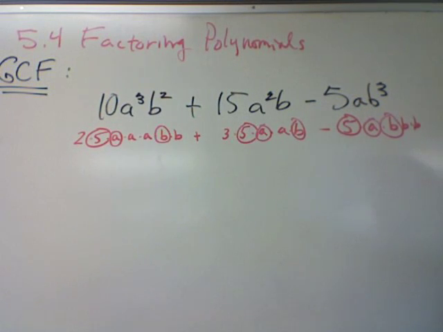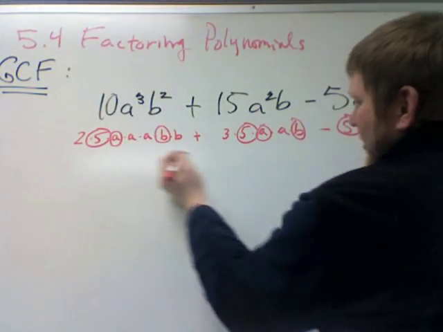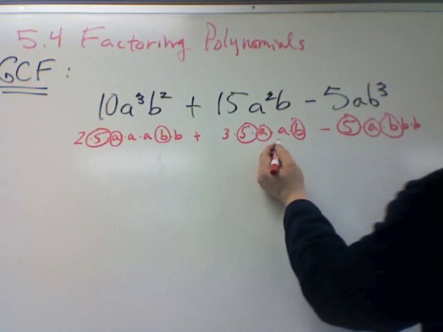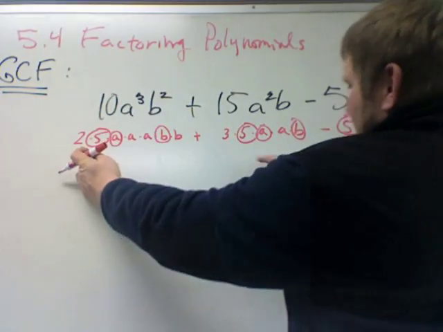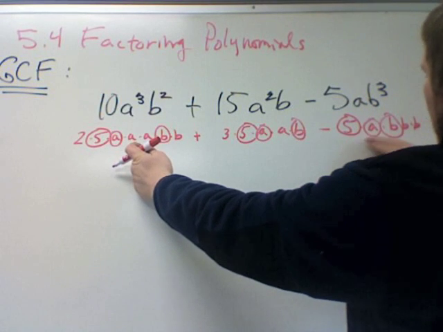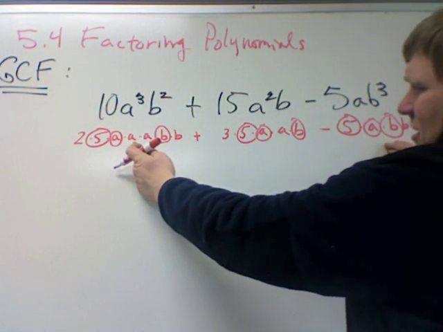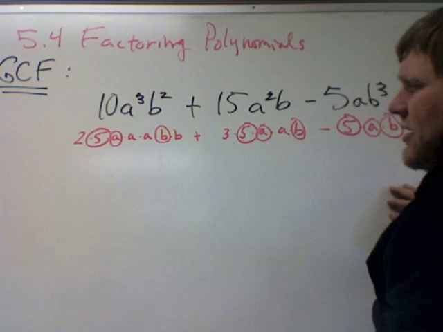So what I have circled is what's in common. I can't circle another A here because, well, I could here and here, but then over here, there's not another A. So it has to be common in all three terms. I wouldn't be able to circle this 2 here because the other two terms don't have a 2. I can't circle another A because this term does, but this term doesn't. So it has to be in all three terms.